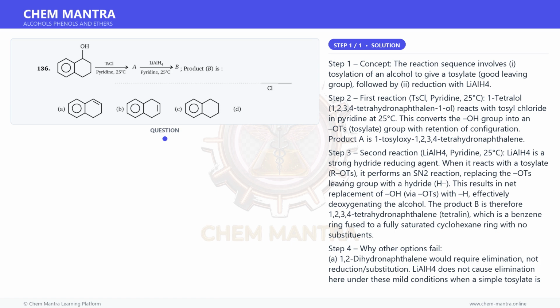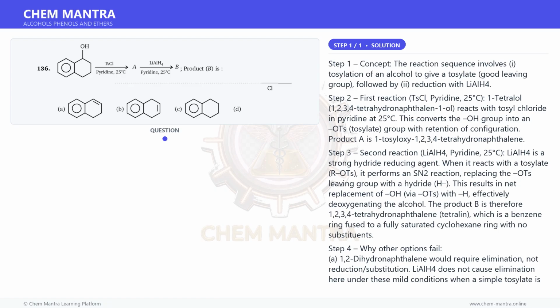1-ol, reacts with tosyl chloride in pyridine at 25 degrees Celsius. This converts the OH group into an OTs, tosylate, group with retention of configuration. Product A is 1-tosyloxy-1,2,3,4-tetrahydronaphthalene.